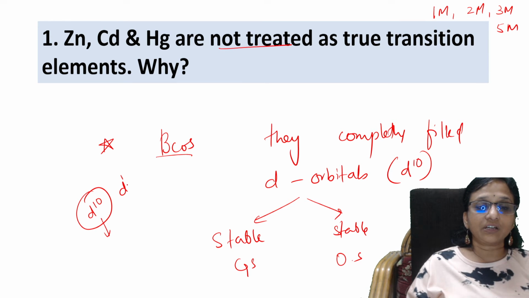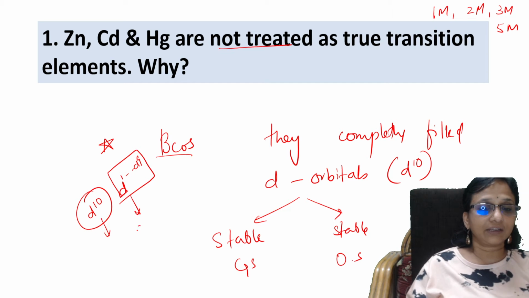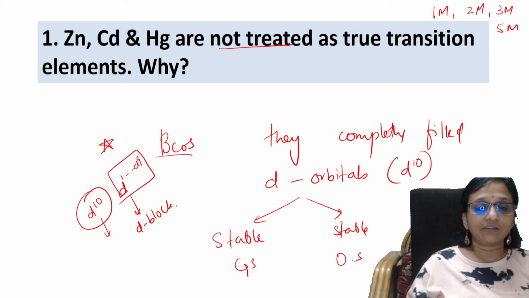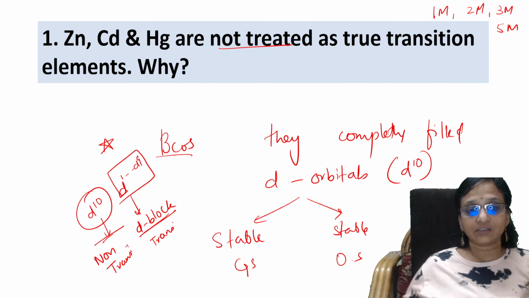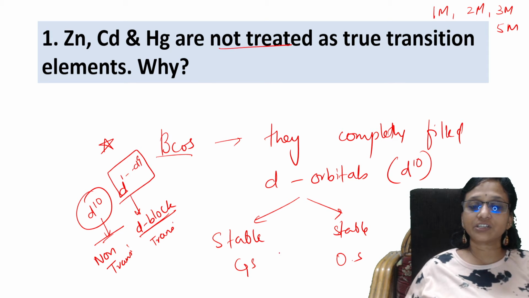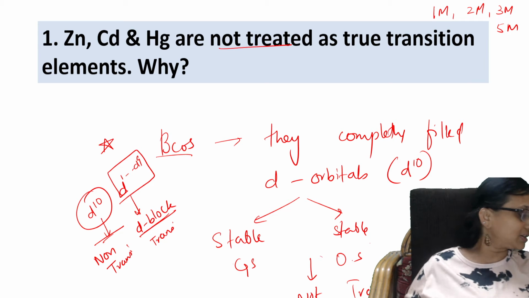Suppose you have d1, d2, d3 like that, with unpaired electrons, and the incoming electron is entering the d orbital, then I call it a d block element. Otherwise it is not a d block or transition element. Rather, I call them non-transition elements. Got it? So write this: because they have completely filled d10 configuration in the ground and stable state, they are not transition elements. Easy, students. You can directly write this answer in the exam.